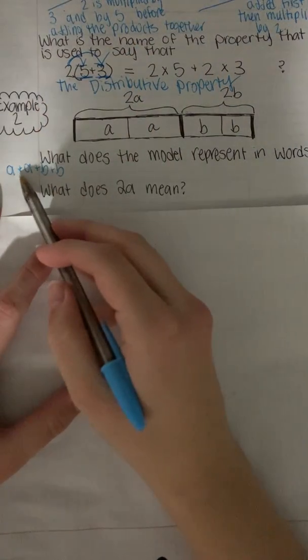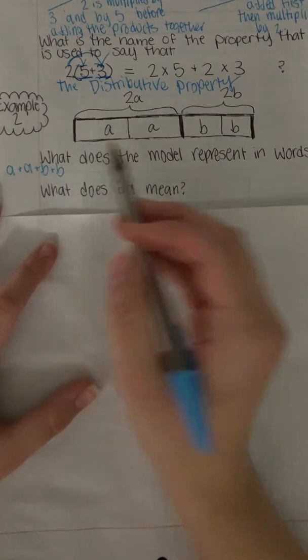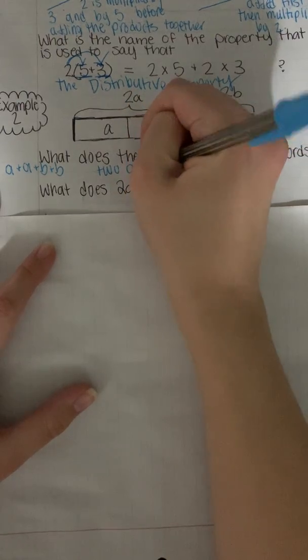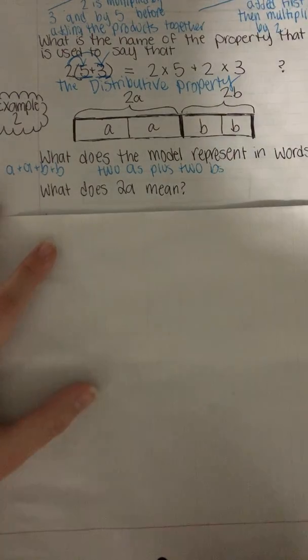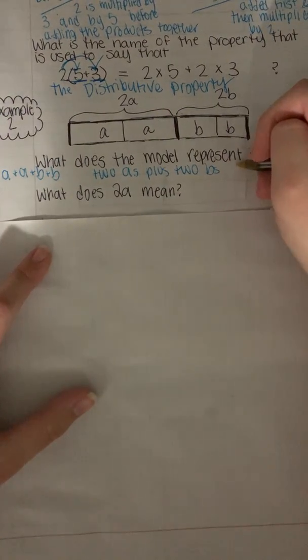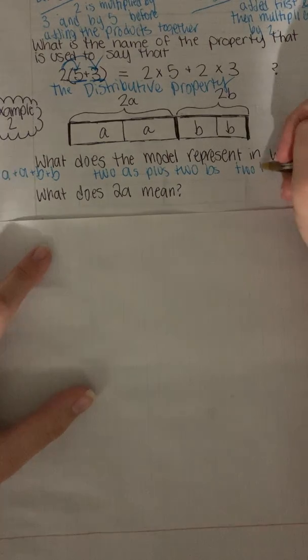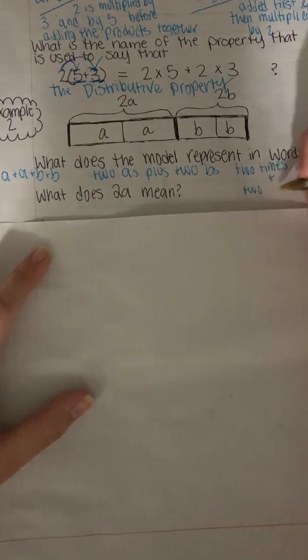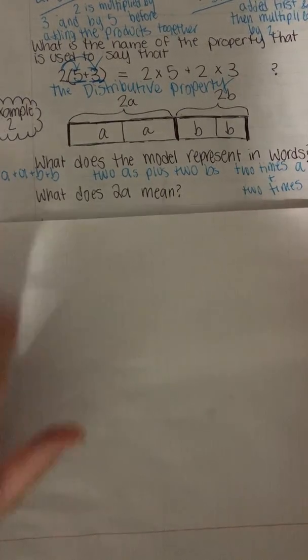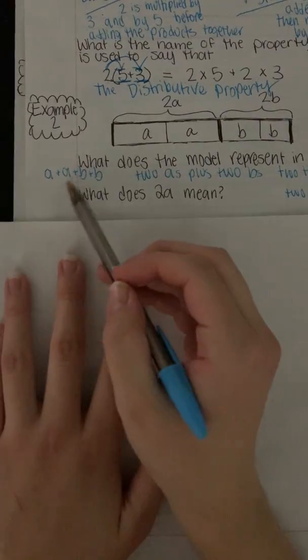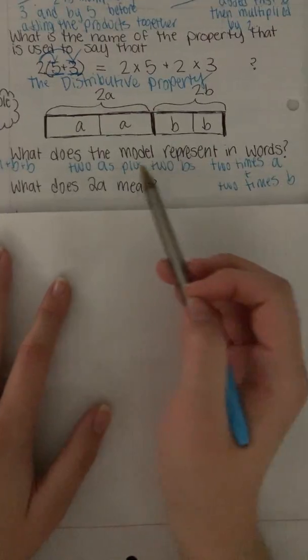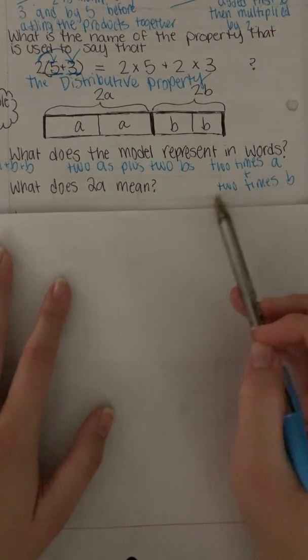And I could write out the plus. It also is showing 2 A's plus 2 B's. It's also showing 2 times A plus 2 times B. So there are really 3 different ways that you could say this and be correct. A plus B plus B, 2 A's plus 2 B's, and 2 times A plus 2 times B.